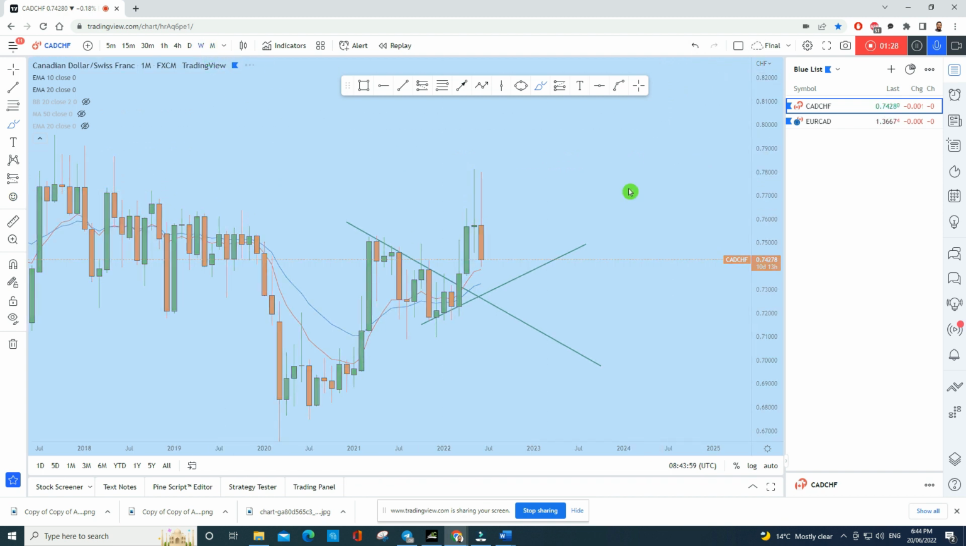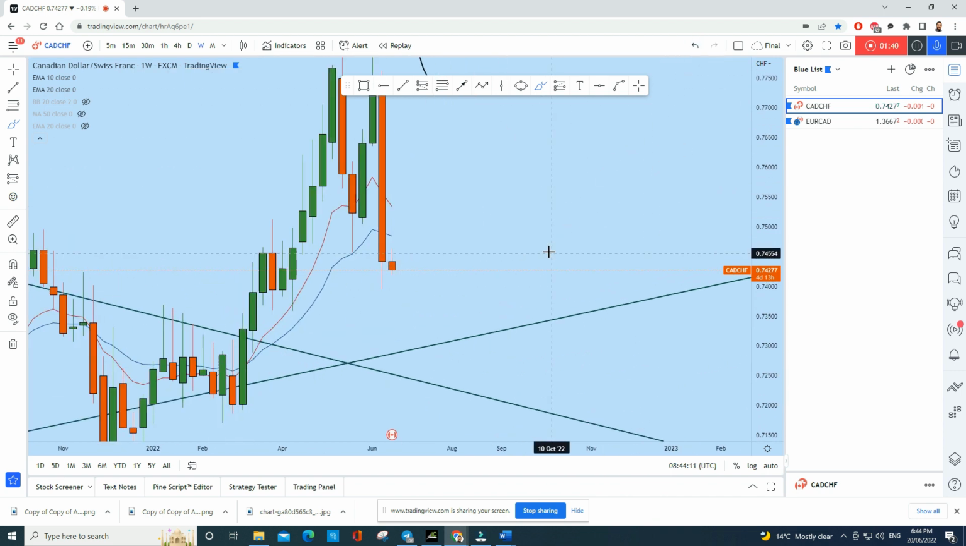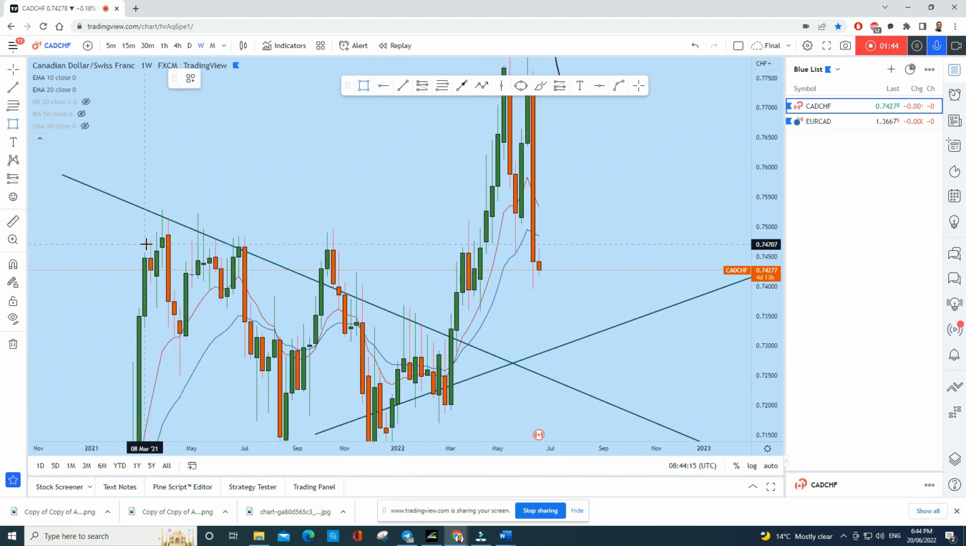Now going to the weekly time frame, as you can see, past week there has been a strong bearish move. We saw that there was a double top formation and the price broke down. Now, as soon as this market opened, if you look at the weekly price action, the price is currently just below this very strong level of resistance.